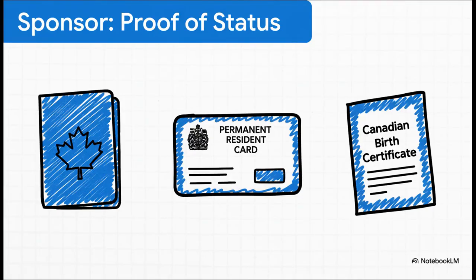Okay, first things first. You've got to prove you actually have the right to sponsor someone. That means showing your status in Canada. You'll need just one of these key documents, like your Canadian passport, your PR card, or maybe your birth certificate if you were born here. This is what establishes your eligibility, right off the bat.